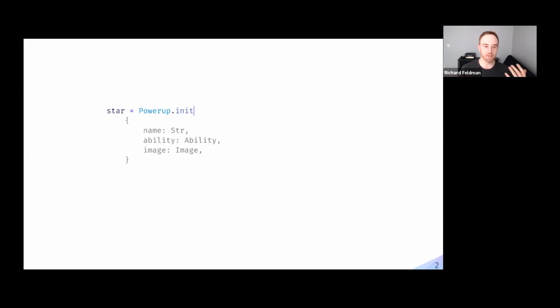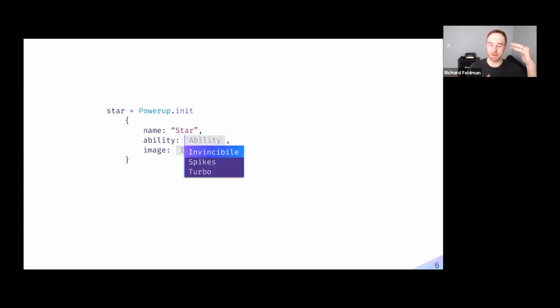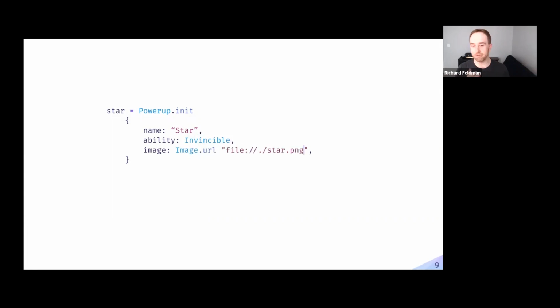So we'd like the editor to print in gray, like, hey, this is the argument that this thing takes. Then I can press tab and it will jump me into this first blank and say, okay, I need to give a name to this power up. The type of that is going to be a string, so I'll type in star. Then I'll press tab again and go down to the ability. This could autocomplete because maybe there's a fixed number of options. So I'm going to say this power up has the invincible ability. And finally, for the image, let's say I do image.url and then this string here.